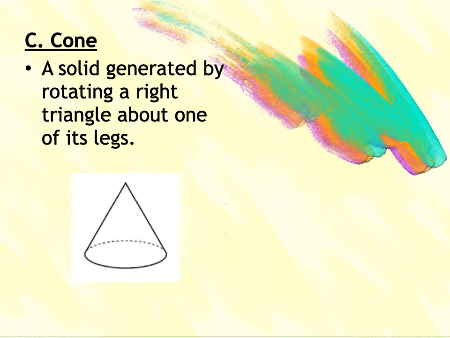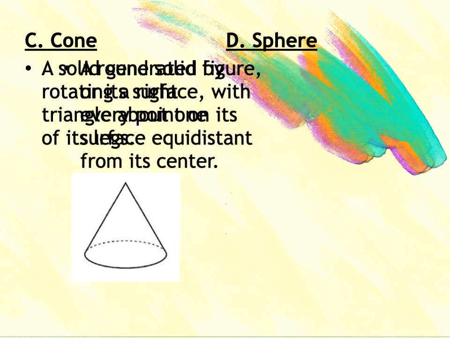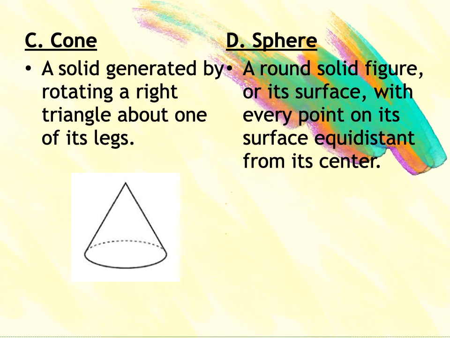Everybody knows the cone. Makes me think of ice cream. And then we have spheres, a round solid figure or its surface with every point. So another big definition that we don't really know. We just know a sphere is three-dimensional. Done. All right, the next element is value.